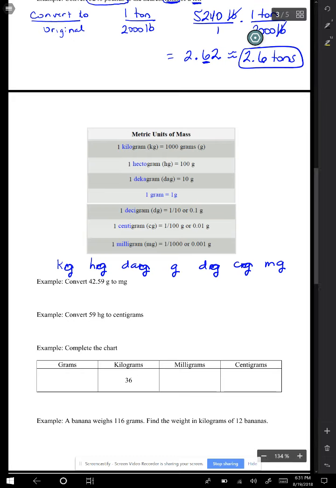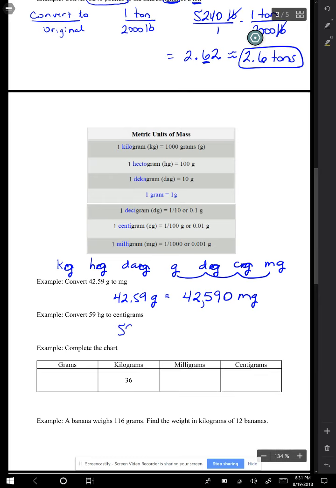So I want to convert 42.59 grams to milligrams. So I'm going from grams to milligrams. That's 1, 2, 3 places to the right. So when I move my decimal 3 places, that would be 1, 2, I have to add the 0 for the third place. So 42,590 milligrams.